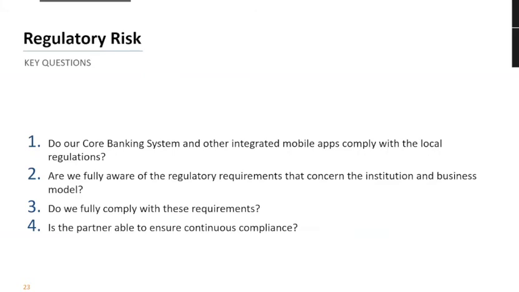Key questions here: do our core banking system and other integrated mobile apps comply with the local regulations? Are we fully aware of the regulatory requirements that concern the institution and business model? Do we fully comply with these requirements, or partially, or some? Is the partner able to ensure continuous compliance? If anything changes in the market, do they have a process for that? Do they have the capacity to meet compliance continuously?